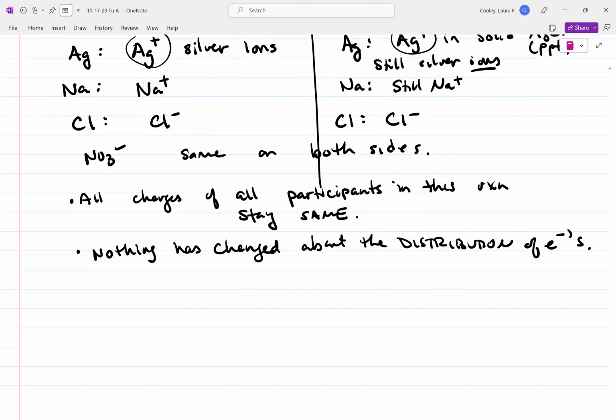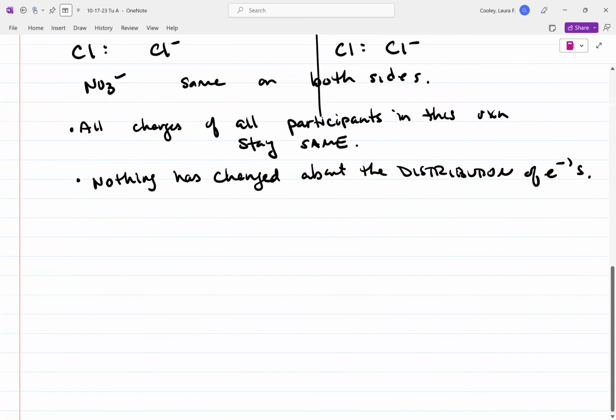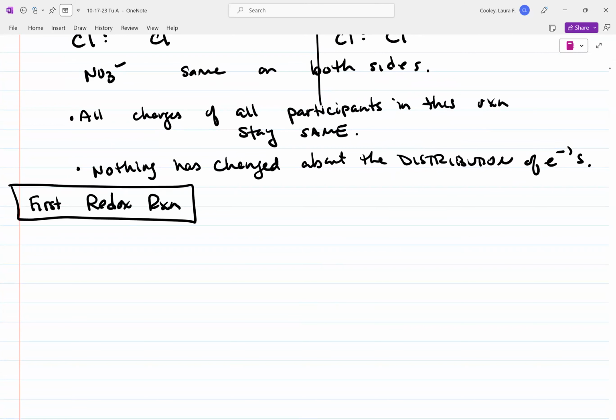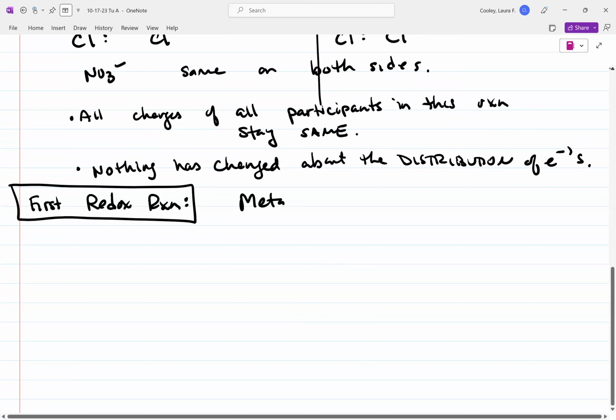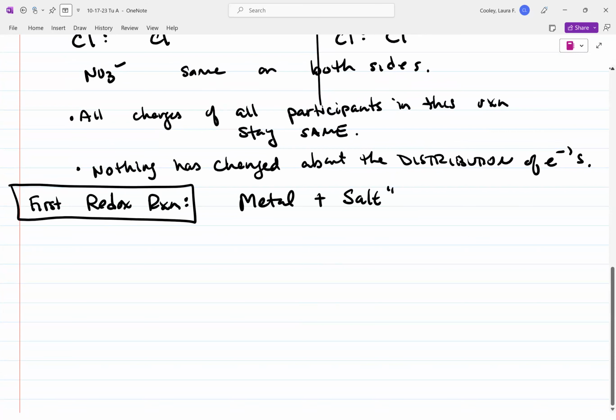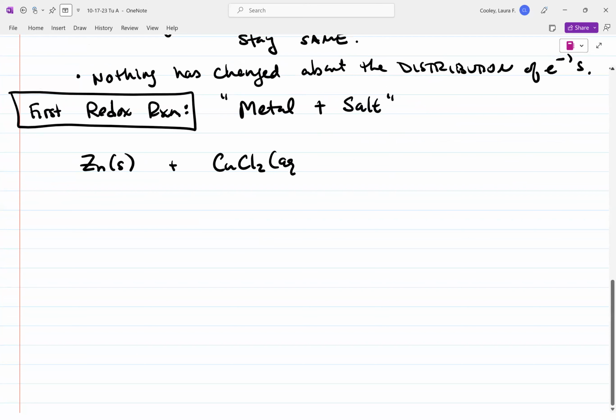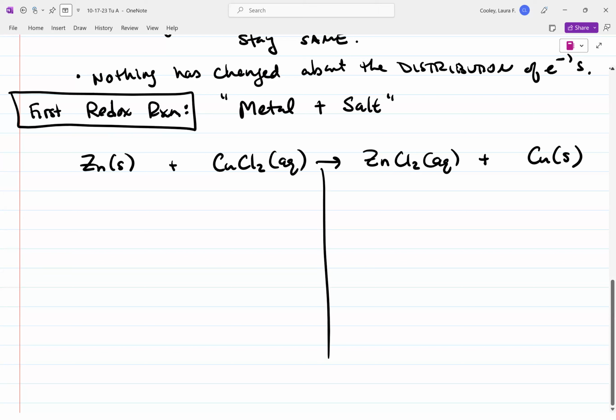So now I'm going to show you an oxidation-reduction reaction, which is one of the ones that you need to learn. So this is your first redox reaction. And it's called metal plus salt. That's what I call it. And zinc reacts with copper chloride, which is in solution, to form zinc chloride and solid copper. So now, if you look at this equation, you see it's not quite the same.